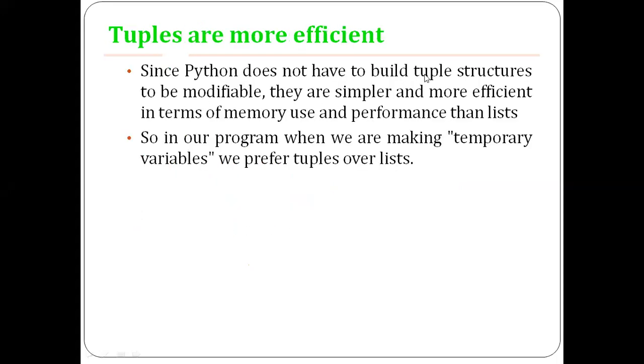Since a tuple is not modifiable, it is simple and more efficient in terms of memory usage and performance than a list. That's why, instead of using a list, we make use of tuples. In our program, when you are making temporary variables, we prefer tuples over lists. One advantage of the tuple is that during the course of execution, you cannot modify the contents or the elements of the tuple. That is the biggest advantage. That's why we use tuples to store temporary variables.